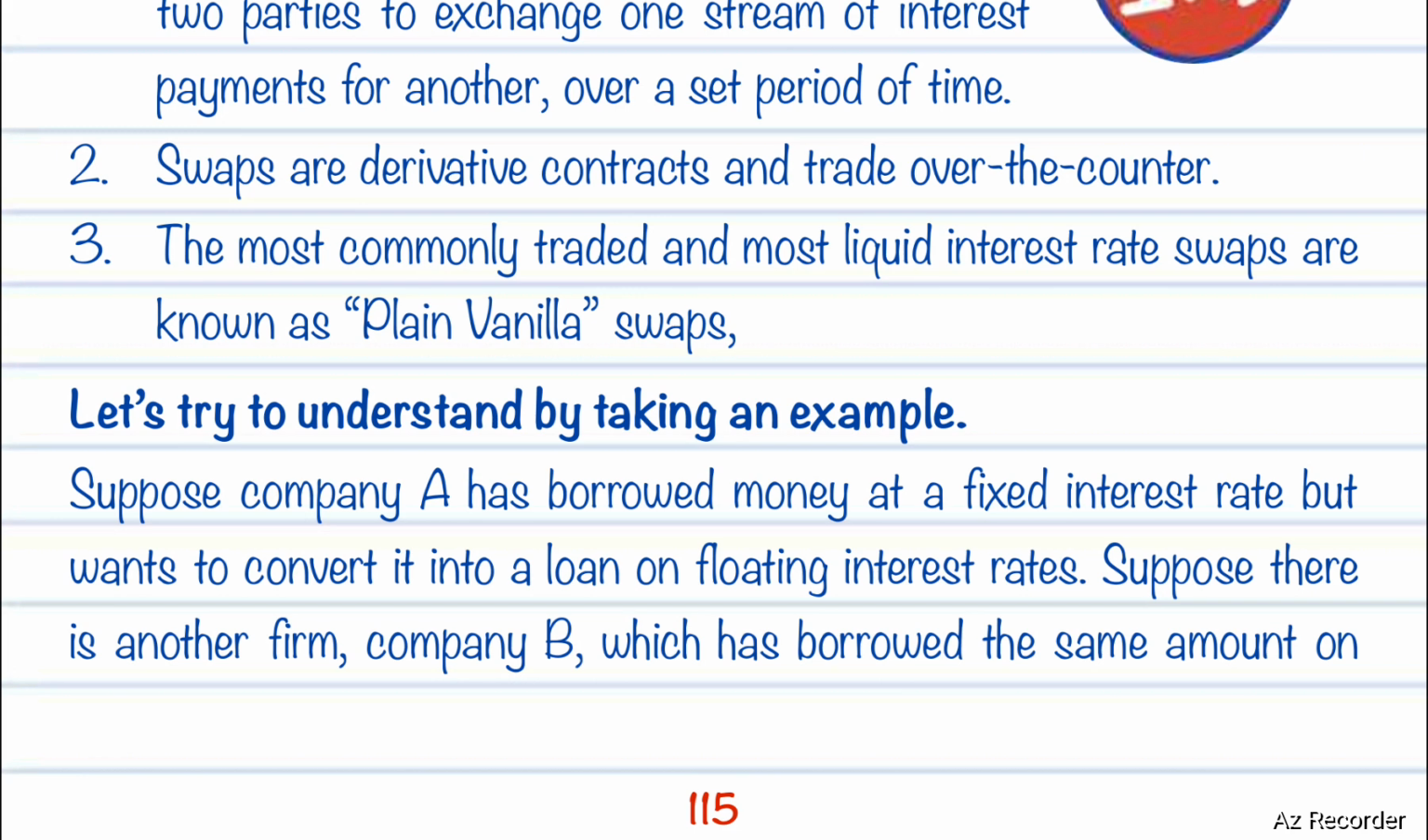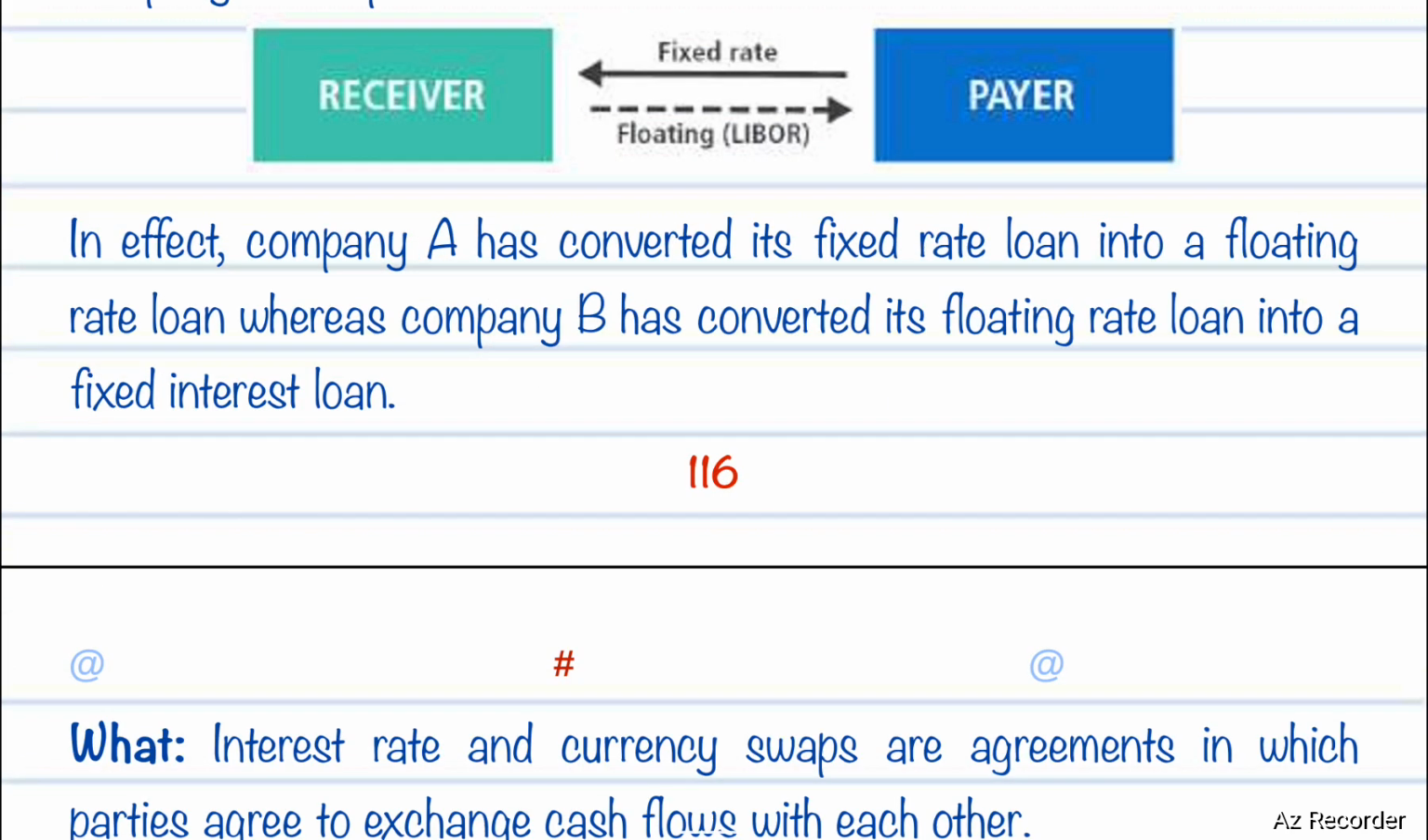Example of interest rate swaps. Company A has converted a fixed rate loan into a floating rate loan, whereas Company B has converted its floating rate loan into a fixed rate loan. This is called swapping.